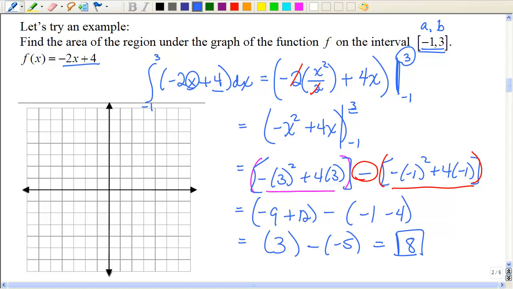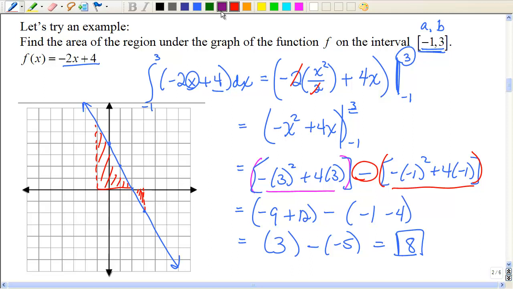If we were to graph that, that's a line where b is 4 and the slope is negative 2. So down 2 over 1, down 2 over 1, that kind of thing. All right, and so if I bound it by negative 1 and positive 3, we would have the area of this triangle above and this triangle below.